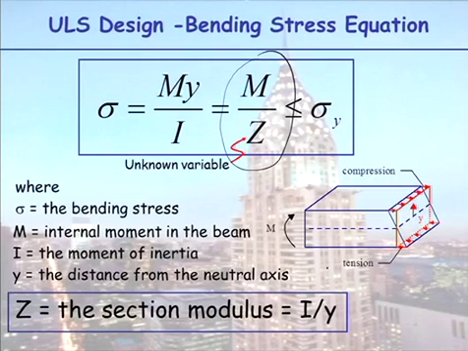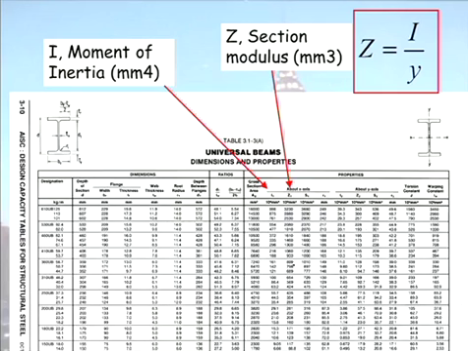So when you do your design, it's far easier to say stress, M on Z, has to be less than yield stress. If you rearrange this, you can see the Z required has to be greater than or equal to my moment on my yield stress. You would then find a value down here of Z bigger than what you require, and there's your design done. Boom. But because you have to iterate, you come back here and work out how much the member weighs.